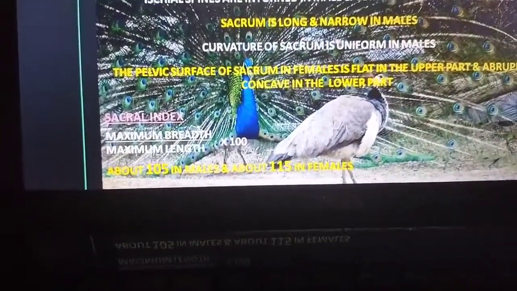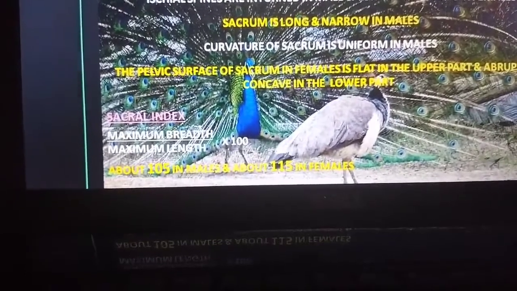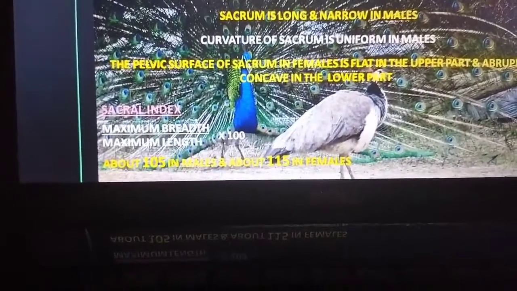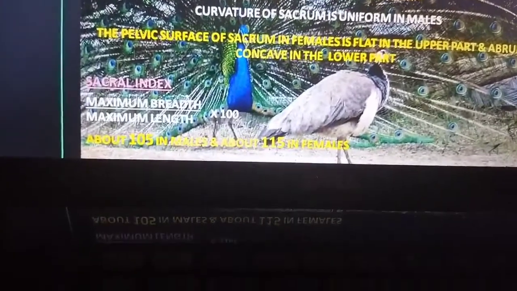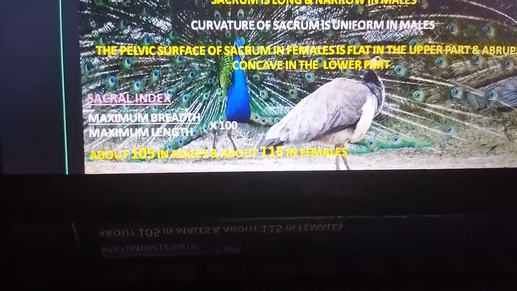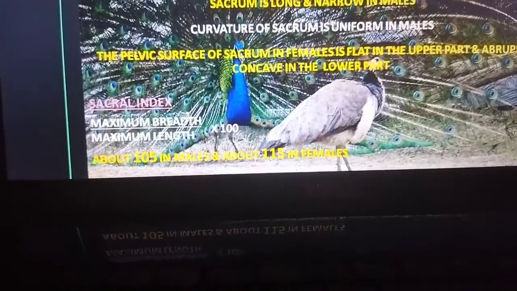What do you mean by sacral index? It is the maximum breadth of the sacrum divided by the maximum length, multiplied by 100. It is about 105 in males and about 115 in females.